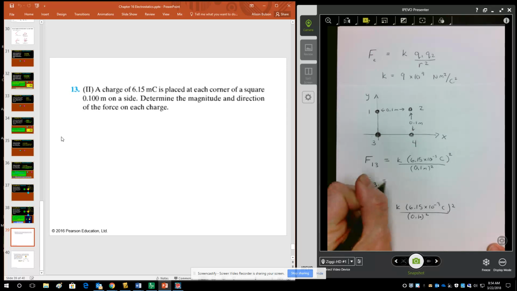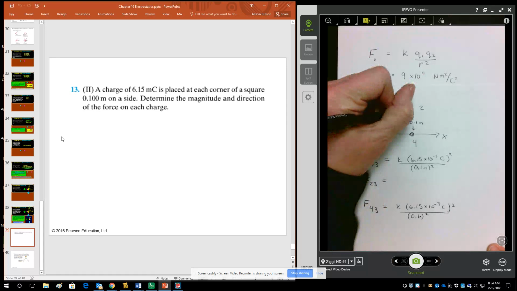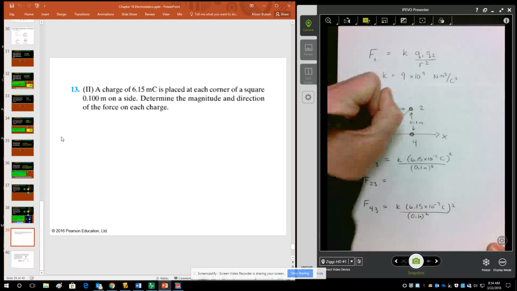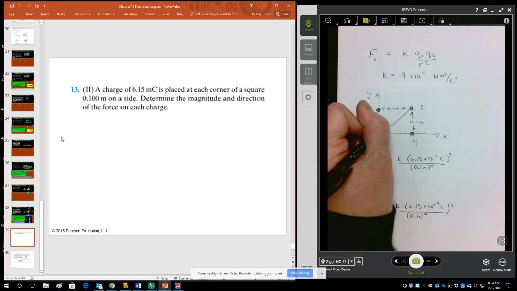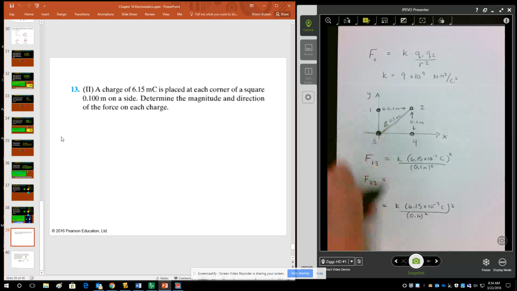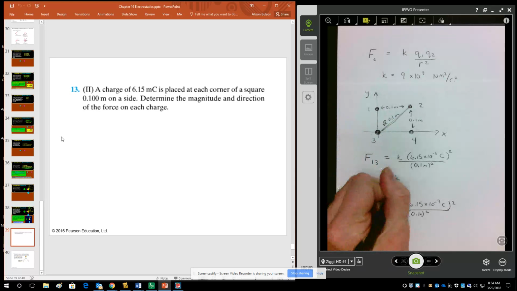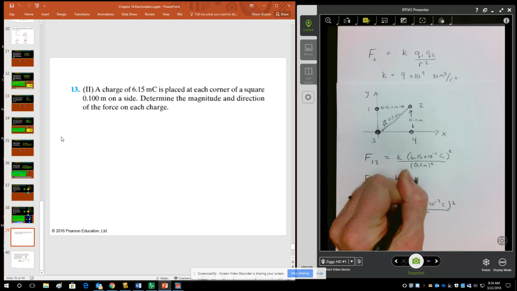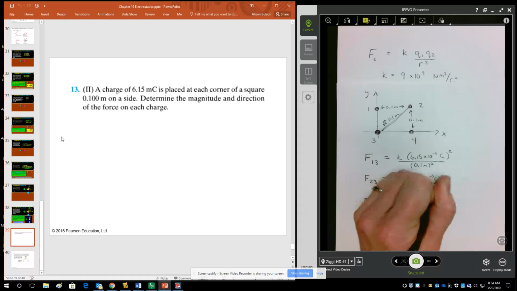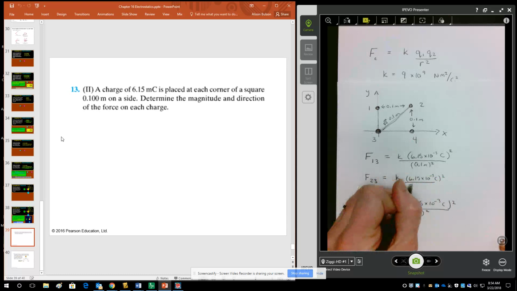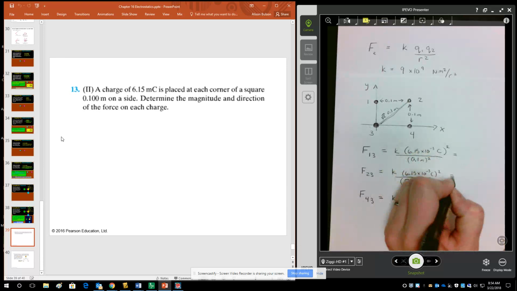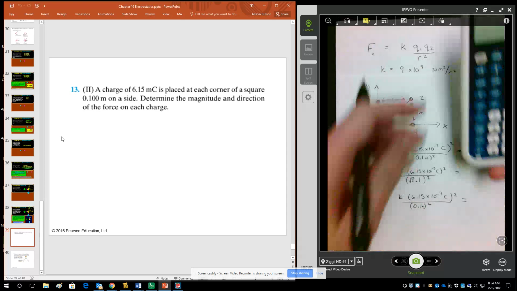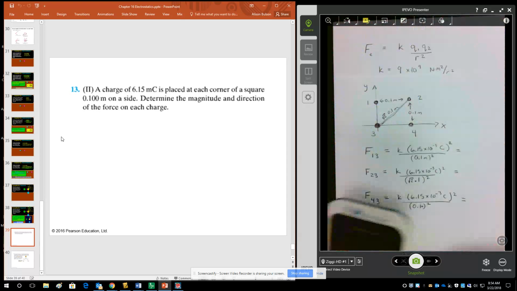Then we're going to look at 2 on 3, right? 2 on 3 is not along the side, but it's along the diagonal of this square. And so this is going to be equal to the square root of 2 times 0.1 meters. So K, Q1, Q2 are the same, 6.15 times 10 to the negative 3 coulombs squared, divided by the square root of 2 times 0.1 quantity squared. That's messy, but whatever. You got it. And so we calculate, we calculate, we calculate. Let's get some numbers. So again, K is equal to 9 times 10 to the 9th.